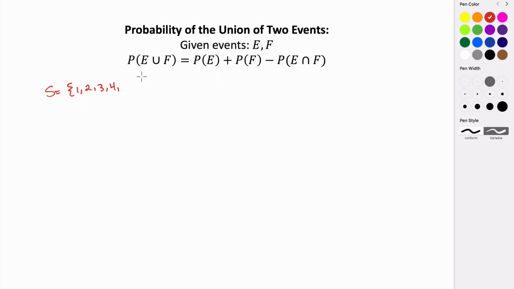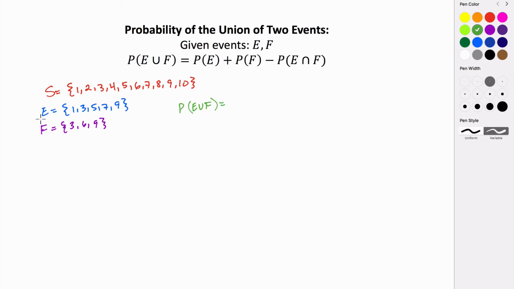So we have 1, 2, 3, 4, 5, 6, 7, 8, 9, and 10. This is our sample space. If event E is an odd number, 1, 3, 5, 7, 9, and event F, say, is our multiples of 3, let's say 3, 6, 9, we wanted to know the probability of the union of E and F, right? The probability of E union F.